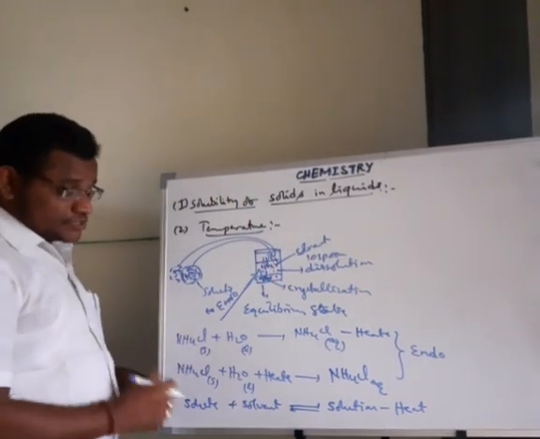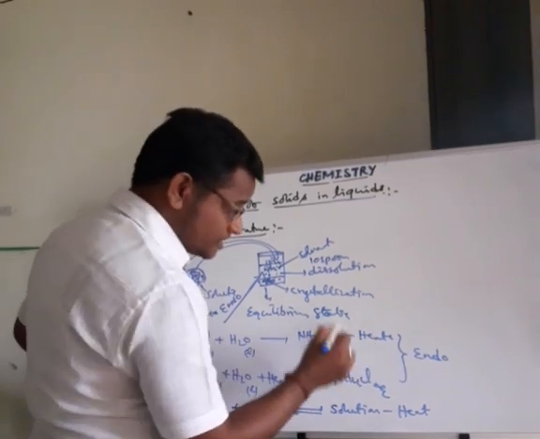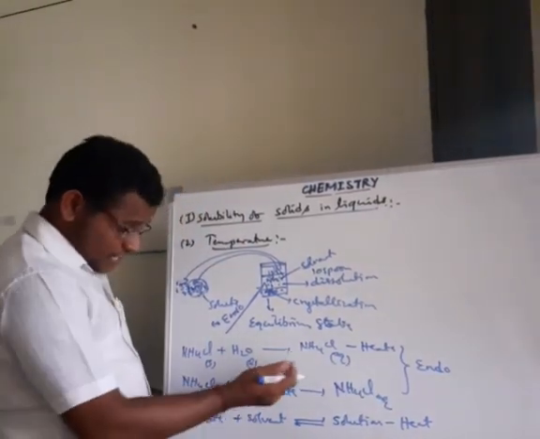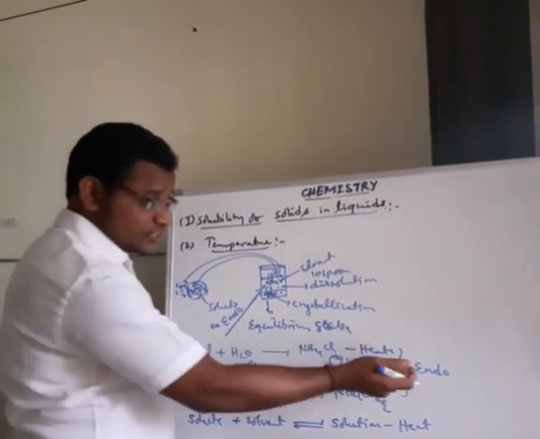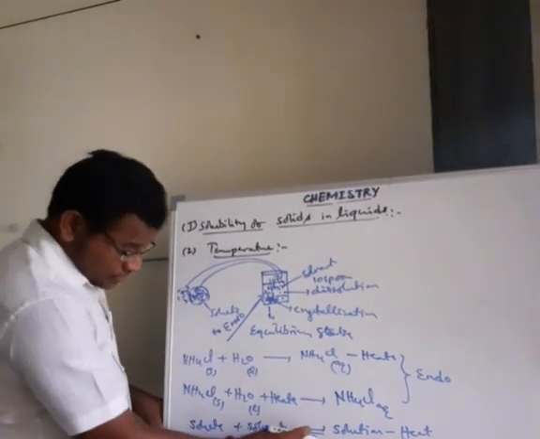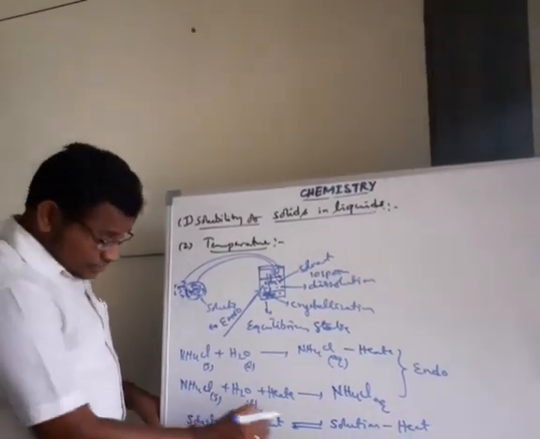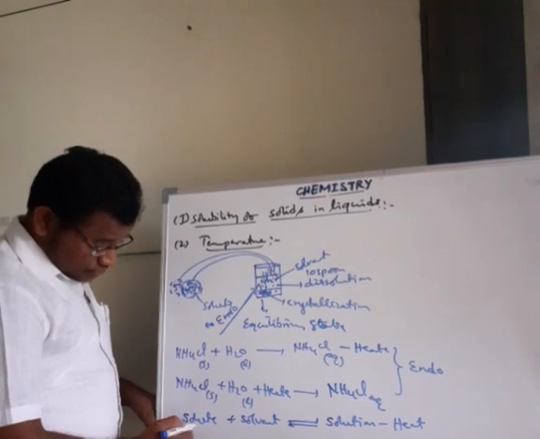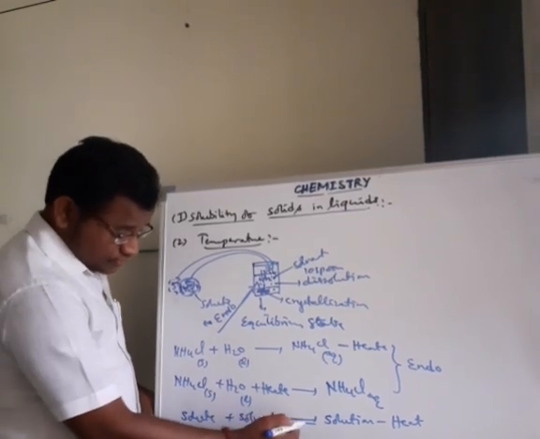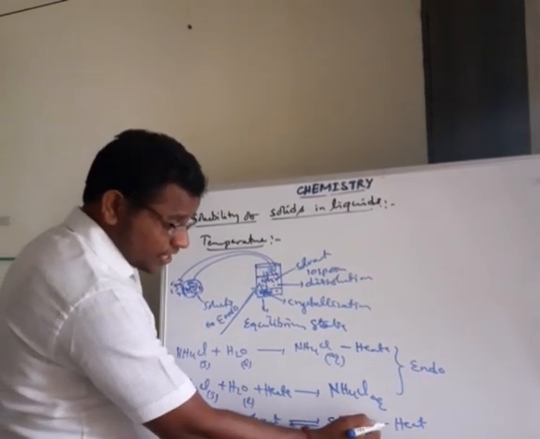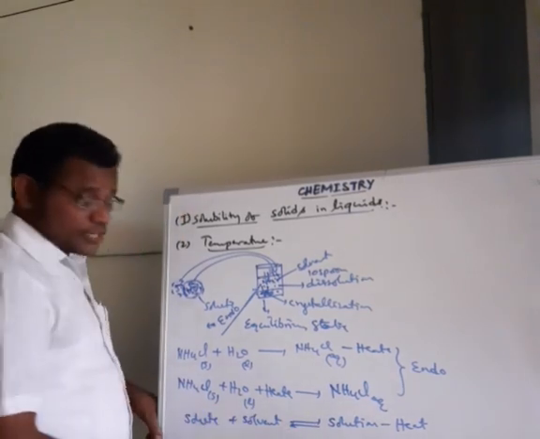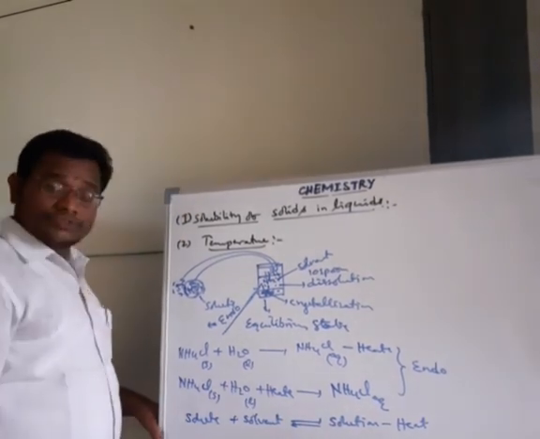So endothermic process, we can represent it as minus heat on the reactant side, or plus heat on the product side, that is also an endothermic process. So this is the equilibrium state. Here, solute plus solvent gives rise to the solution, and minus heat means some amount of heat is absorbed during the formation of the solution.